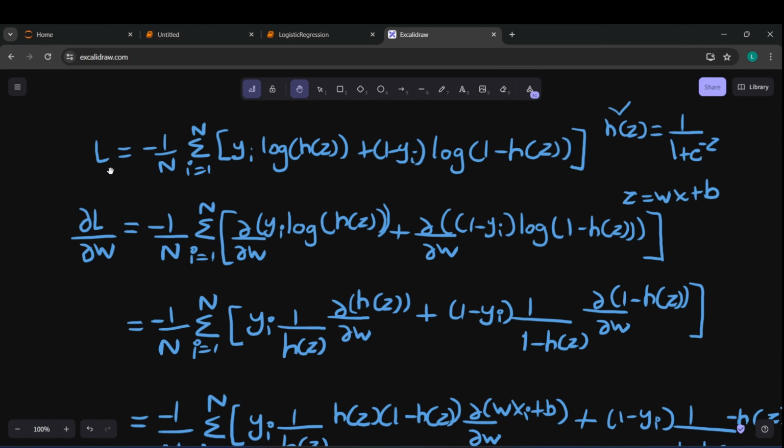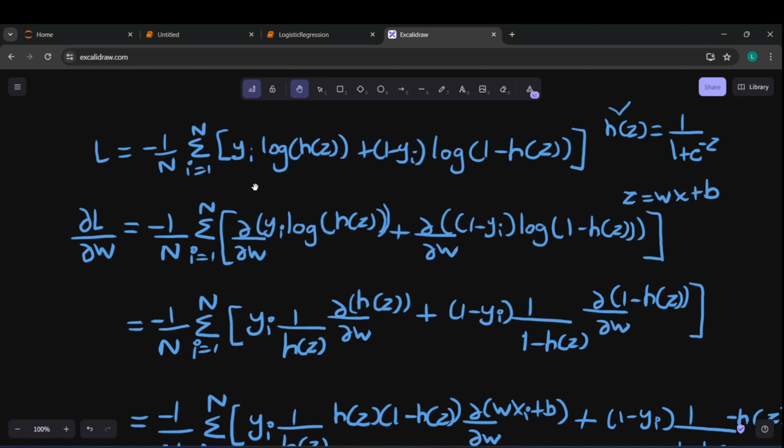Okay, now let's start with the loss function, which is L equal to minus 1 by n into summation of i equal to 1 to n yi into log of h of z plus 1 minus yi into log of 1 minus h of z. Here I consider the sigmoid function, which is our prediction, as h of z, which is equal to 1 by 1 plus e power minus z, and the z value here is w into x plus b.